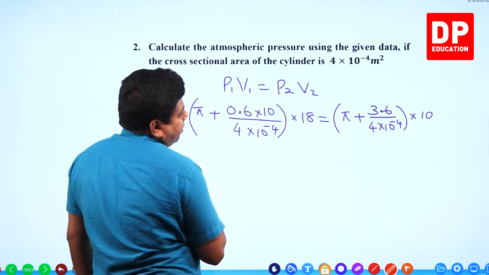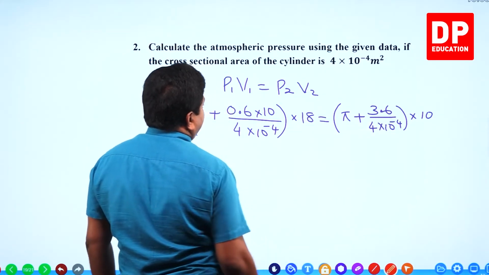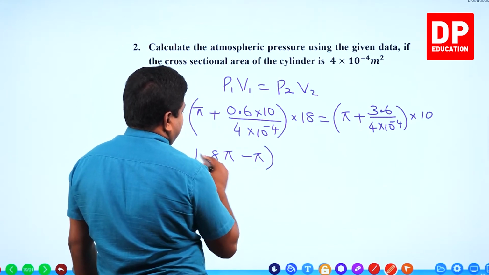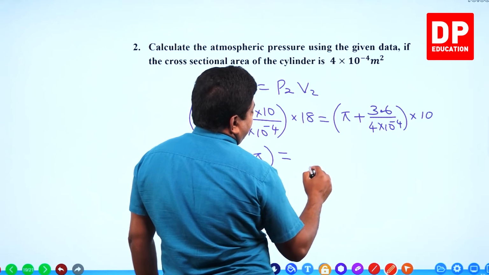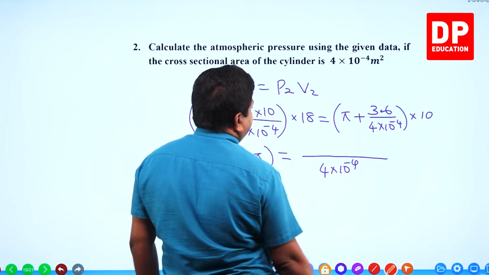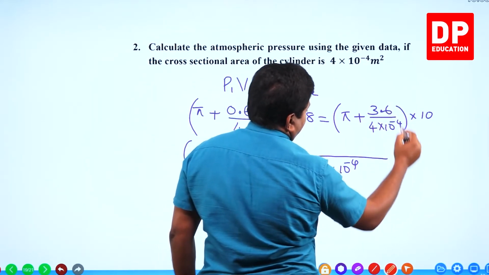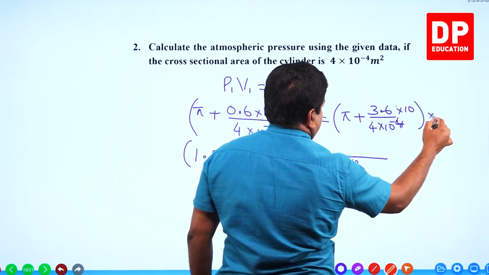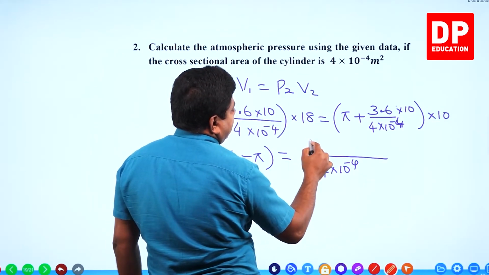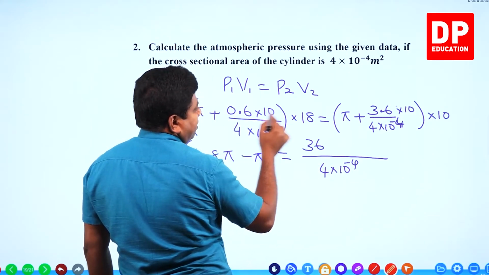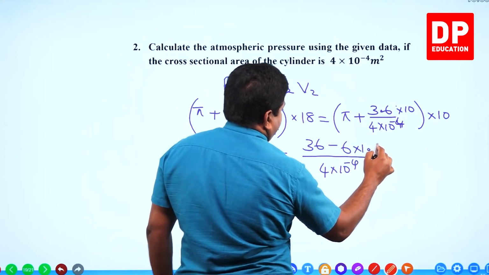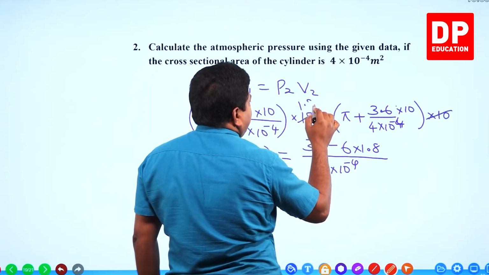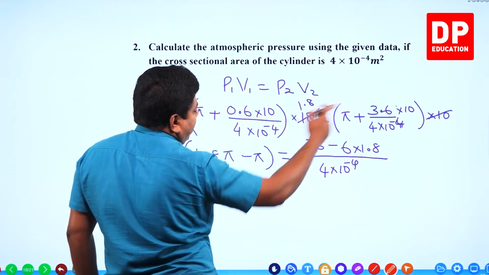Let's solve it. You will have, if you divide that 10 here, you have 1.8 Pi. Bring that Pi also here, minus Pi equals, right? If I take 4 into 10 to the power minus 4 common base here, you will have 3.6 into 10. I forgot the 10 here. mg, right. So 10 is already taken, 3.6 into 10, 36 is here. Here you have 6 into 1.8. Check that. I took all the Pi to one side. So when you cancel these two, 10 and 18, I can write it as 1.8. Now you have 1.8 Pi here, and the Pi from there, it's 1.8 minus 1 Pi.